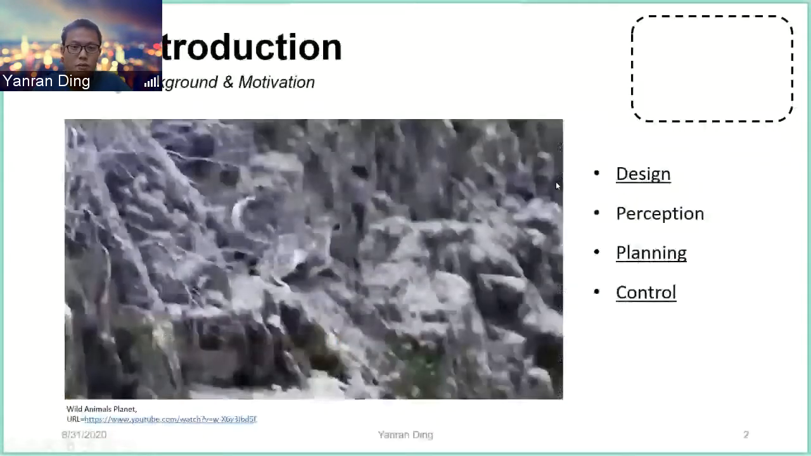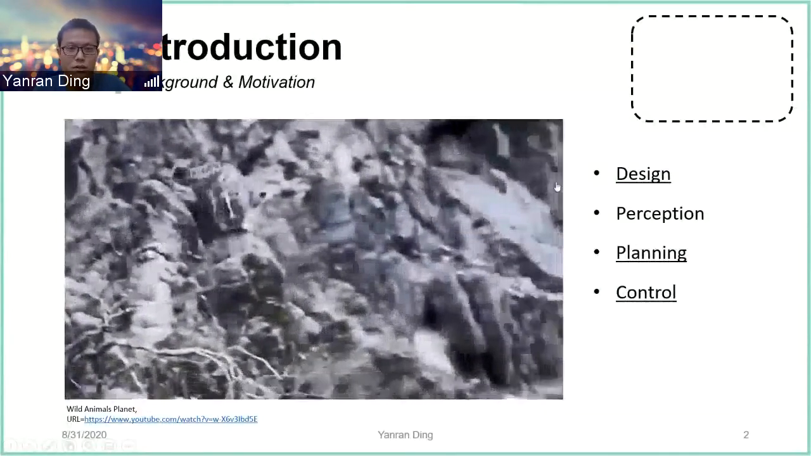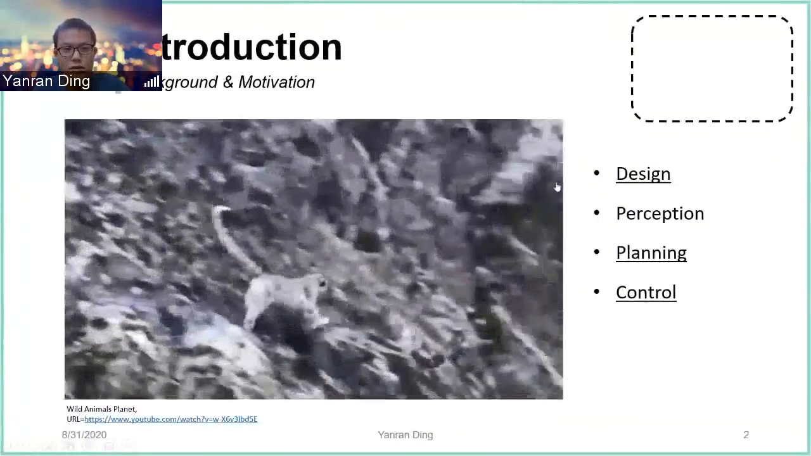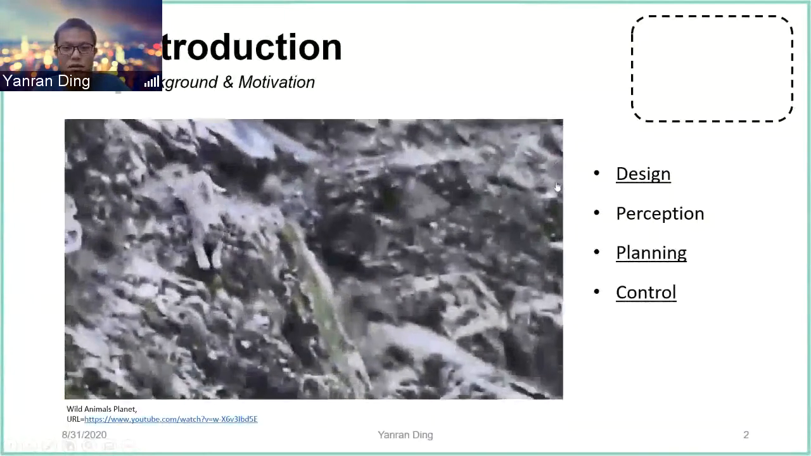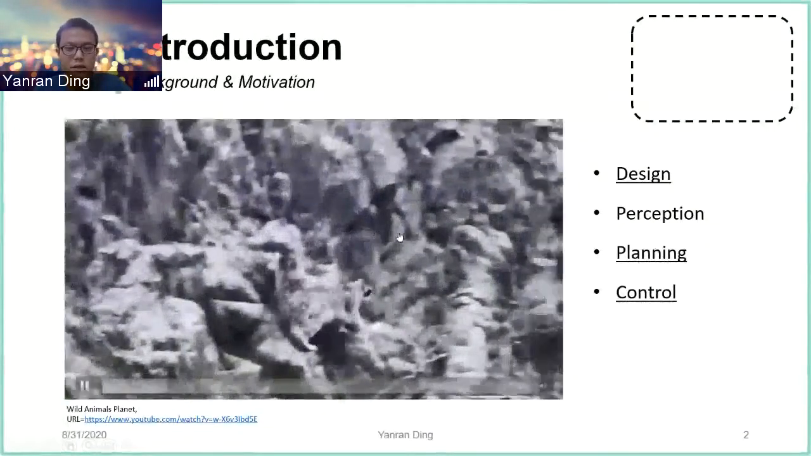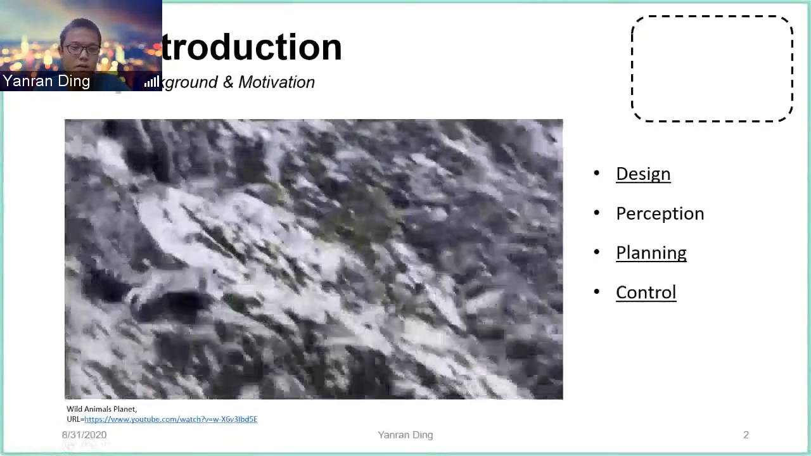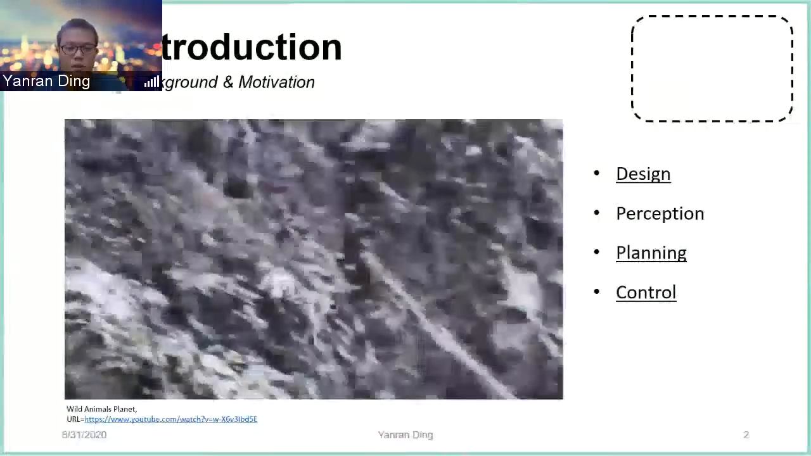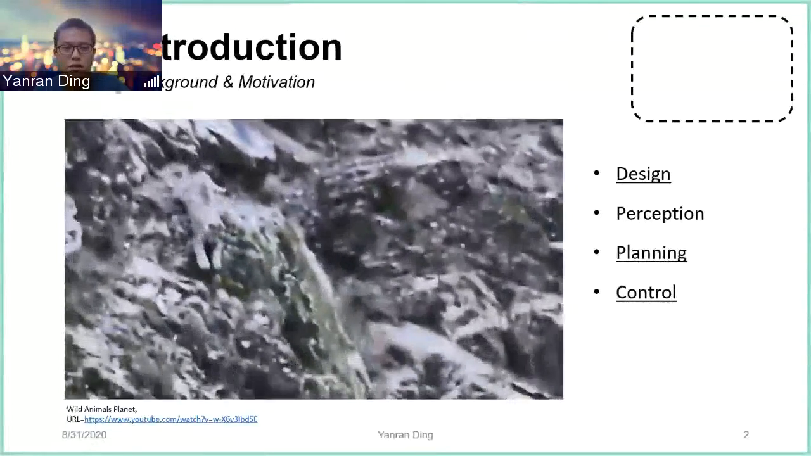So our inspiration comes from nature. In this video, hopefully you can see a snow leopard chasing a mountain goat down a very steep cliff. This demonstrates that quadruped animals have very highly dynamic capability to traverse very complex terrains, and we want to somehow duplicate these behaviors.